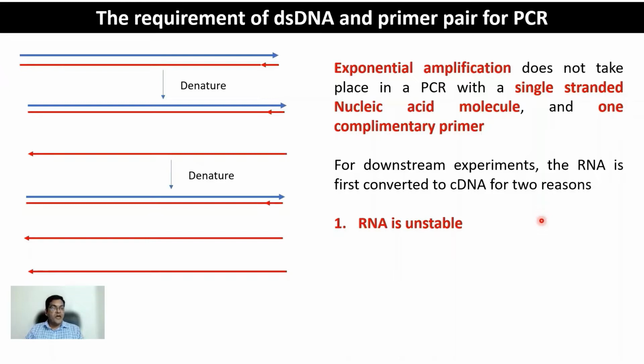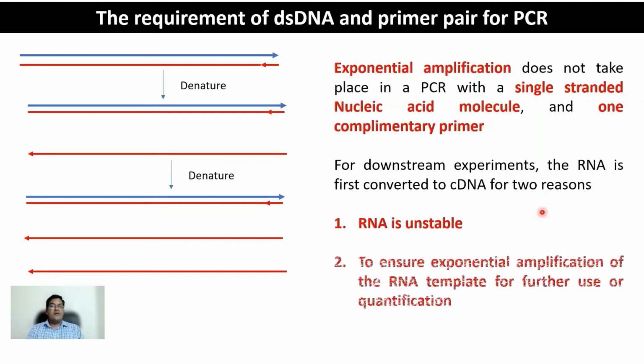And one of the reasons why the genetic material switched from RNA, which was largely believed to be the original genetic material, to DNA was the stability of the DNA. And then, of course, the second important point is that exponential amplification can only happen when you have a double-stranded DNA and two primers to start your PCR reaction. So when you work with RNA, first the RNA has to be converted to cDNA, and after it is converted to cDNA, it is then taken forward for quantification using exponential amplification.